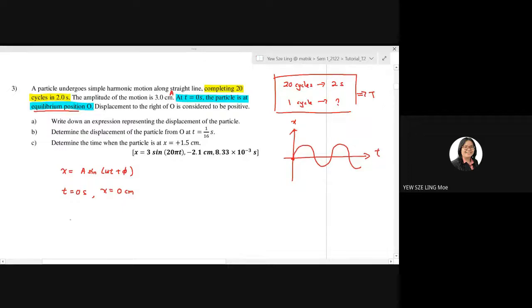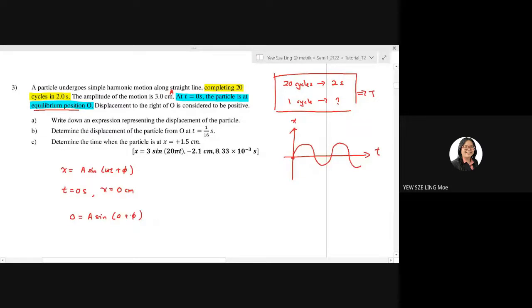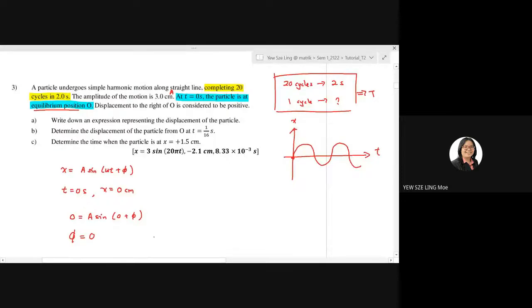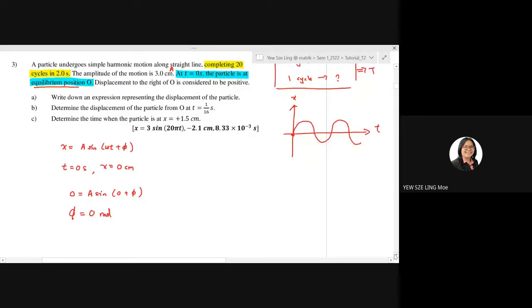So you have 0 equals to A sine 0 plus phi. Rearrange the equation, you will find that phi is also equal to 0, which means the object now starts from the origin. Your initial phase angle is 0. So the purpose of the statement highlighted in blue, other than telling you the shape of the graph, is that it also tells you how to determine the initial phase angle.